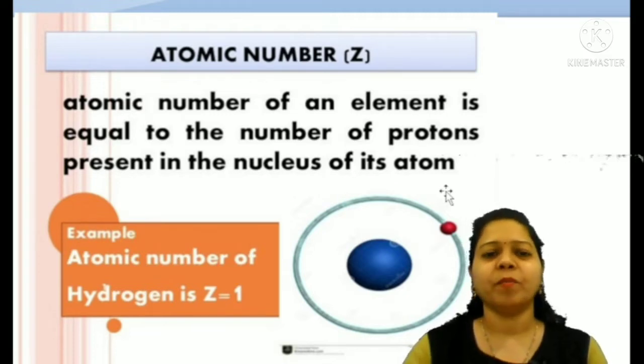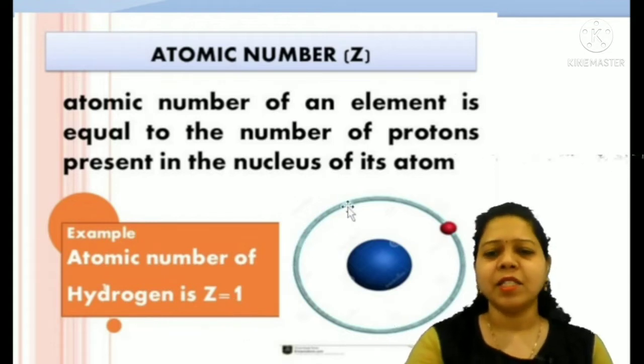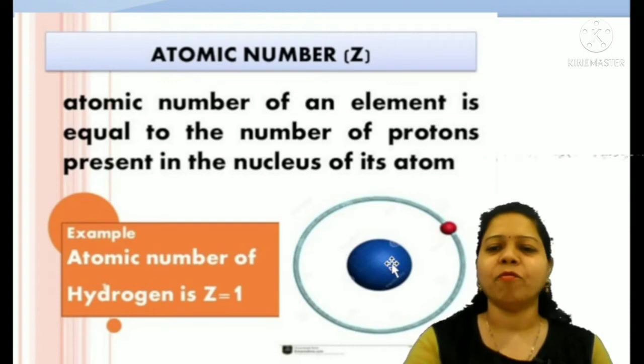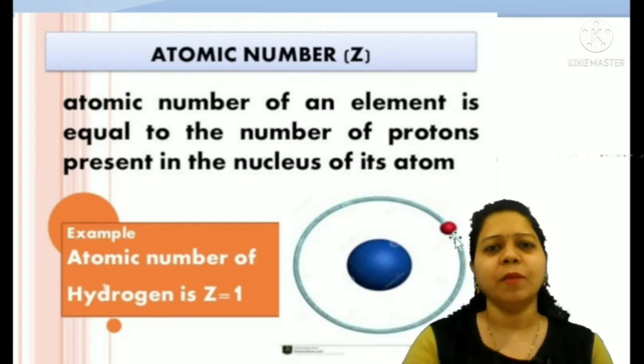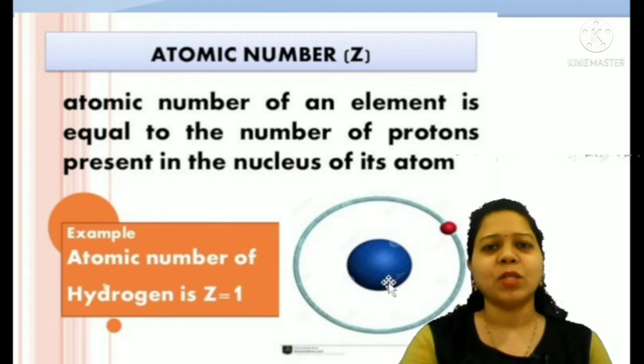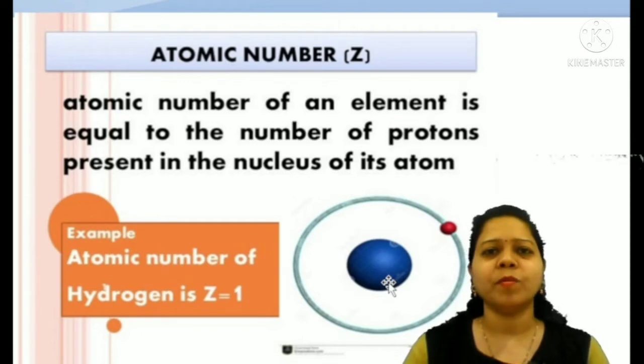Now we'll see with the help of an example. The atomic number of hydrogen is 1. Here this is the structure of hydrogen. 1 proton is present inside the nucleus and 1 electron is present outside the nucleus in the hydrogen atom. Here the atomic number is 1 and the number of protons is also 1, and that's why it shows that atomic number is nothing but the number of protons present in that element. For example, the atomic number of carbon is 6, meaning how many protons inside carbon? 6. If the atomic number of oxygen is 8, how many protons in oxygen? 8.